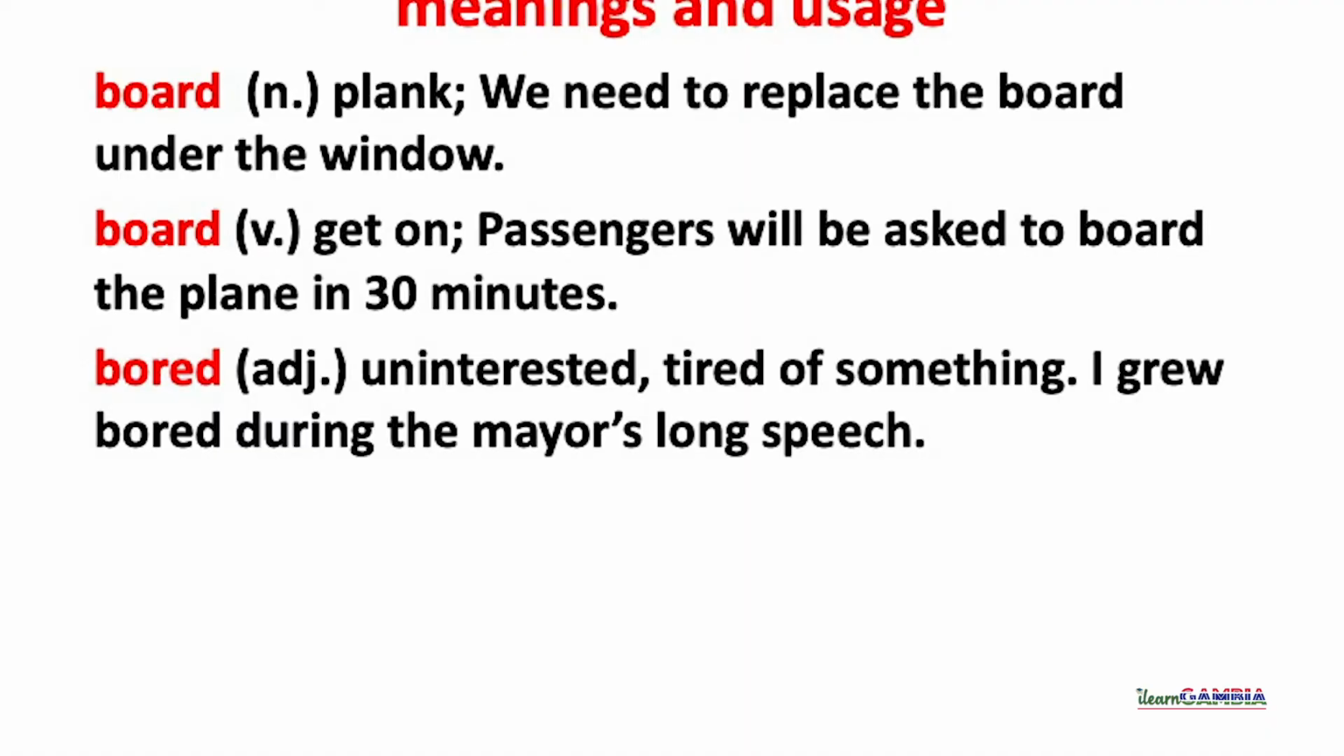Now, we still have more examples. We have board and bored. So one is a noun, the other one is a verb, and the other one is an adjective. And each of them means differently. When you use B-O-A-R-D, it could be a noun, at the same time it could be a verb. All right? So the noun form would mean a plank. We need to replace the board under the window. For instance, in some of our classrooms, we normally use a plank as our chalkboard. That is the noun form.